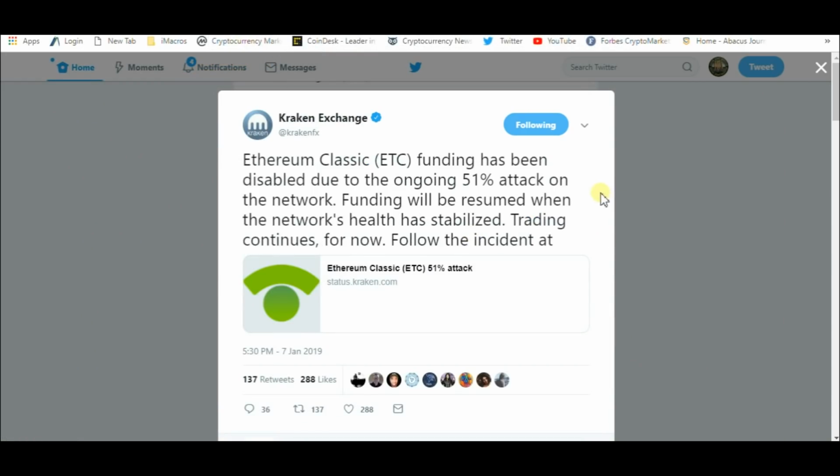This is from Kraken. So he mentioned Coinbase stopped trading it. Kraken says Ethereum Classic funding has been disabled due to the ongoing 51% attack on the network. Funding will be resumed when the network's health has stabilized. Trading continues for now. Follow the incident here. But this is getting to be a big problem. Who's going to buy that when this kind of stuff's going on? Who's going to buy anything proof of work when this kind of thing's going on?